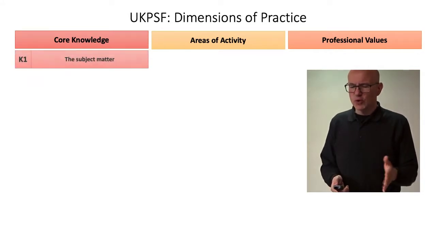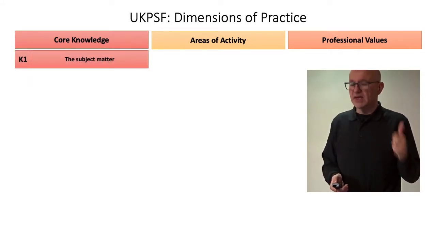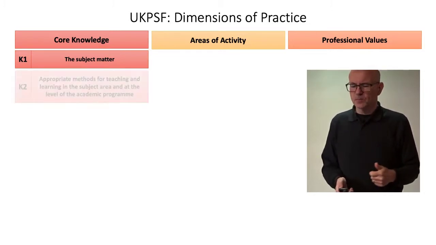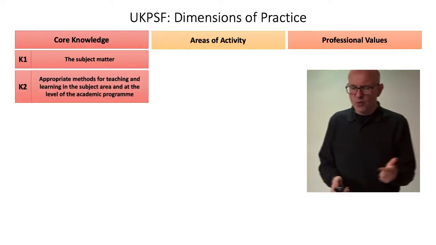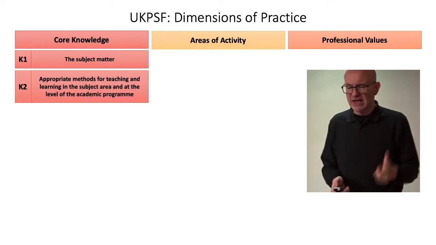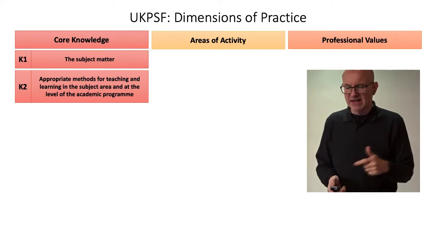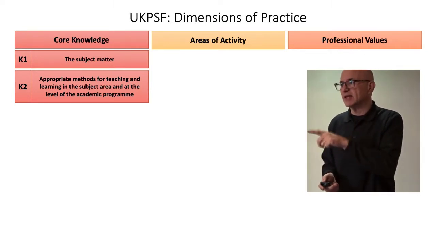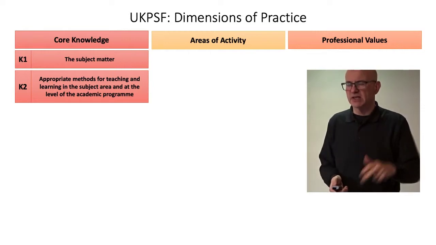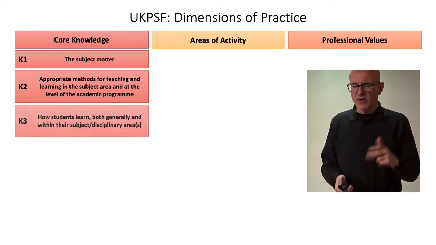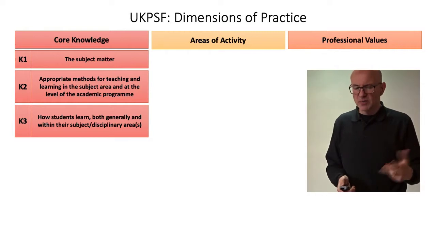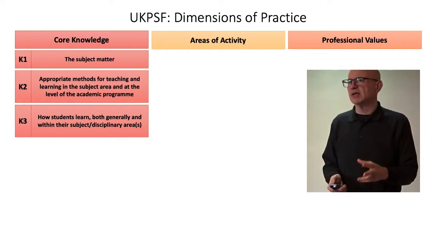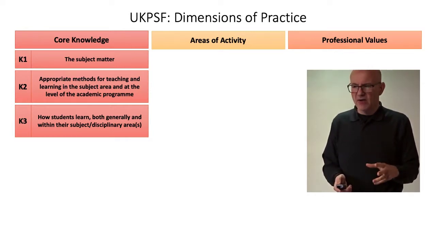So let's focus on core knowledge. Clearly key one, so knowledge one, or K1 is the subject matter. K2 is appropriate methods for teaching and learning in the subject area and at the level of the academic programme. So we're going to come back a little bit later, I think in workshops later, about teaching to particular levels. K3 is how students learn, both generally and within their subject or disciplinary area.